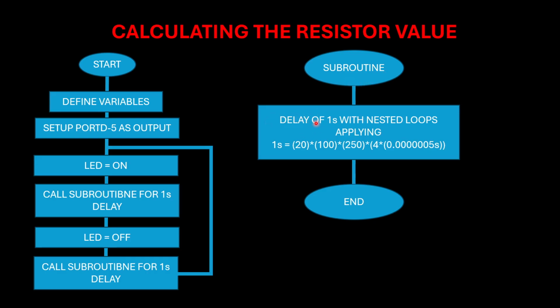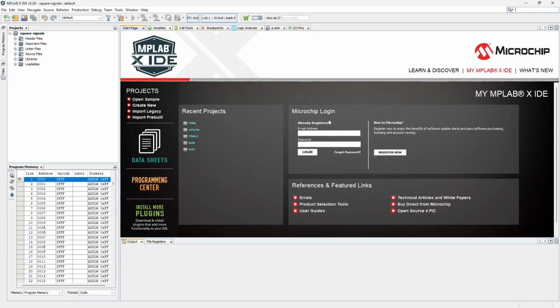If we take a look at the right side, we have the subroutine, and then we also have the delay of 1 second with nested loops, applying this technique of multiplying 20 times by 100, and then by 250, by 4, and then by the cycle time. Remember that this cycle time depends on the microcontroller's clock frequency. So we have here already the flow diagram. Now it's time to go to code and implement this.